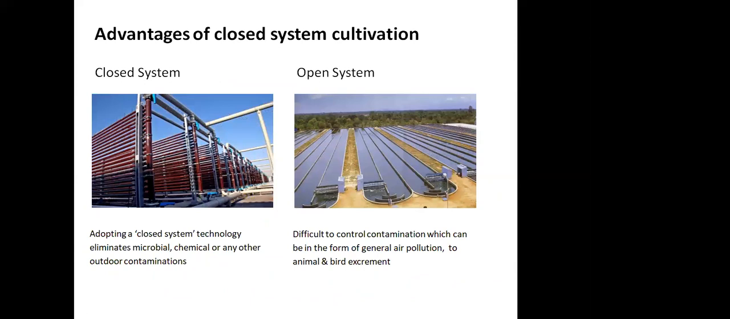So it protects the astaxanthin. It's very easy to manipulate the environment, but what is really important is that it eliminates microbial, chemical, or any other kind of outdoor contaminations. Other brands of astaxanthin are grown in what's called open systems, so like these massive, almost like ponds. But if you can imagine, with an open pond system, you're going to get less control over things like air pollution, even animals and birds passing over and doing things that animals and birds do. But basically, having a closed system really attracted us over an open pond system.